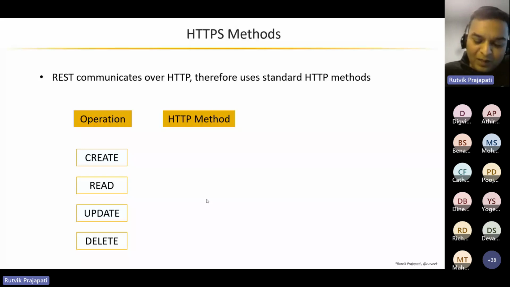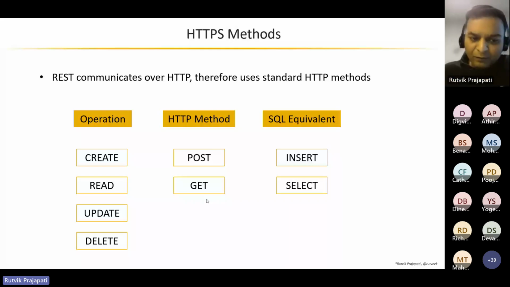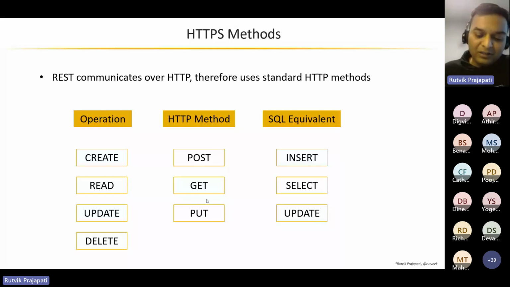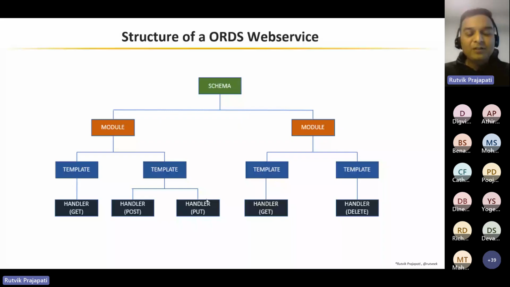So for create, we have the post method, and the SQL equivalent of this method is insert. For read, we have the get method. We are going to use the get method when we want to read the data, and it's similar to a select statement. For update, we are going to use the put method, which is the same as our update statement. And for delete, we have the delete method, and it's the same as the SQL delete statement. So these are the four standard methods for our CRUD operations, and that we are going to see in our demo.